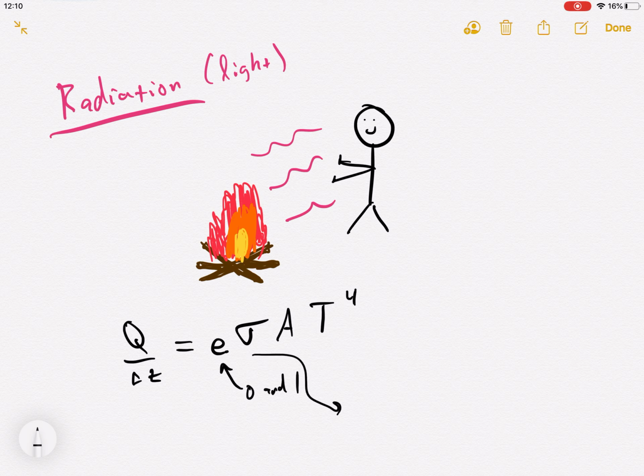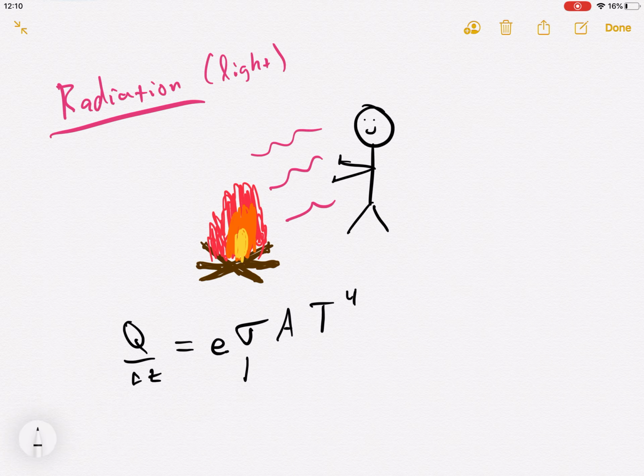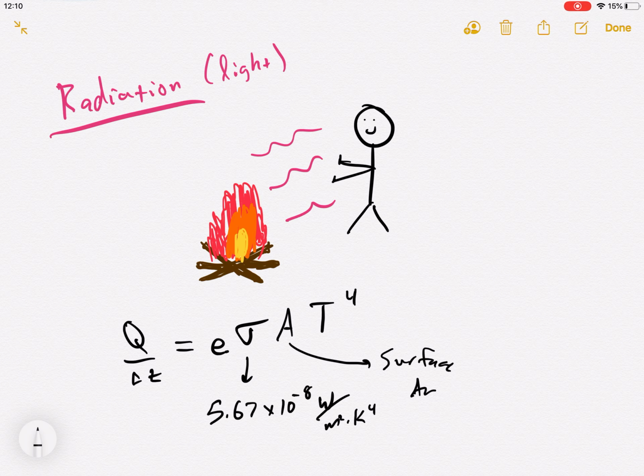This sigma here is the Stefan-Boltzmann constant. Sigma is the Stefan-Boltzmann constant. It's just a number. It's 5.67 times 10 to the minus 8 watts per meter squared Kelvin to the fourth. Area here is surface area. And T is temperature. But it has to be in Kelvin because it's absolute temperature, not relative temperature. So let's do a quick example.